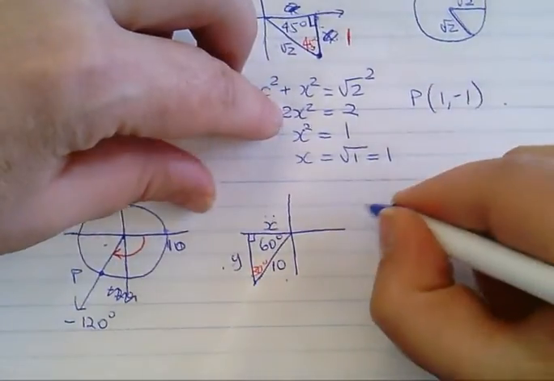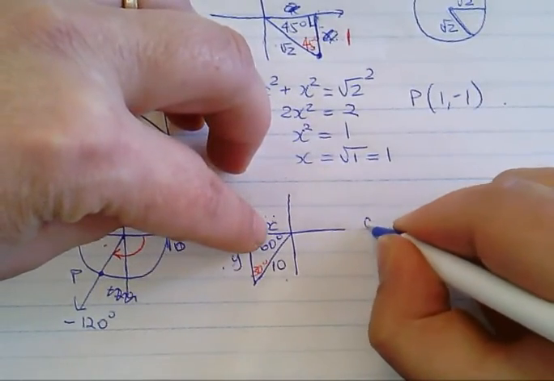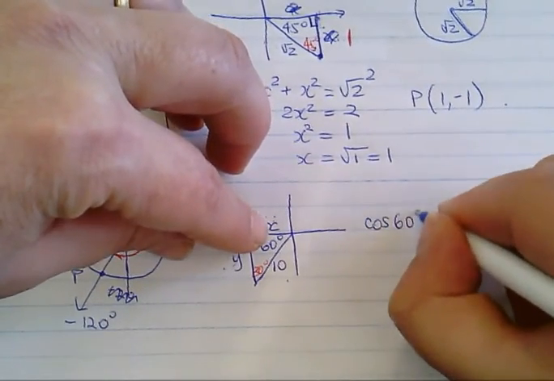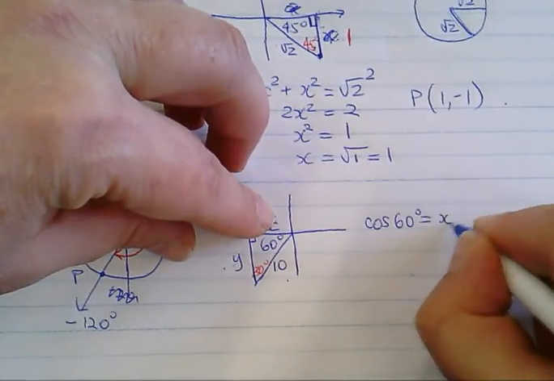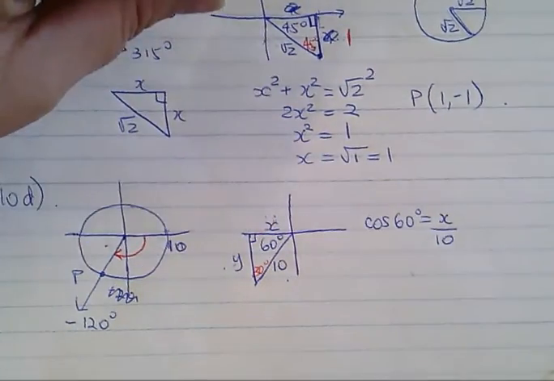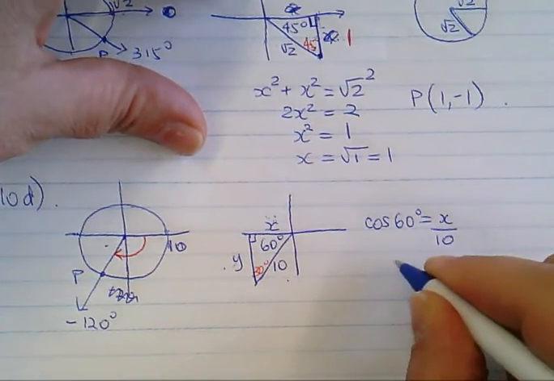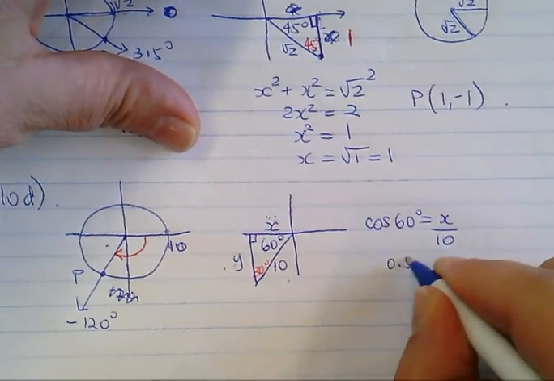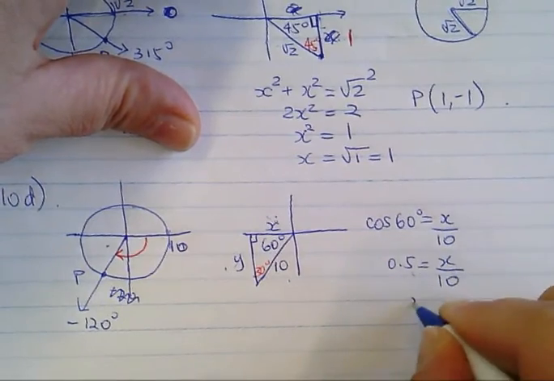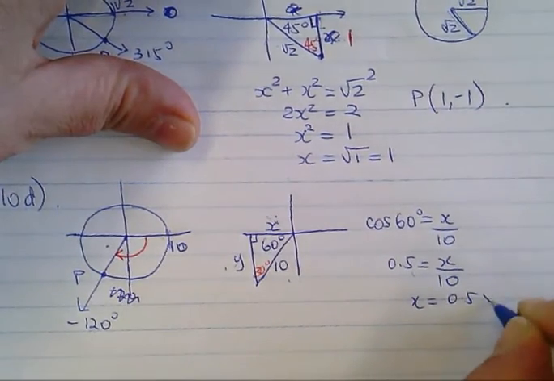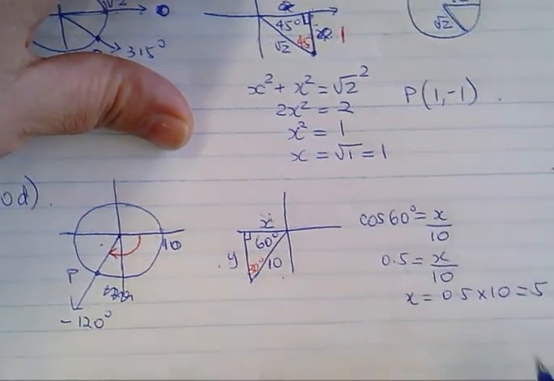So let's just have a look. I'm going to do the cos of 60 is X on 10. Are we okay with that? Cos of 60 is adjacent over hypotenuse. Cos of 60 is a half, isn't it? So that's 0.5 equals X over 10. X is a half of 10, which is 5.